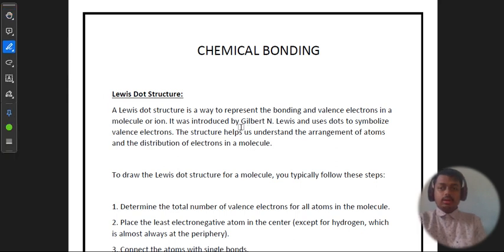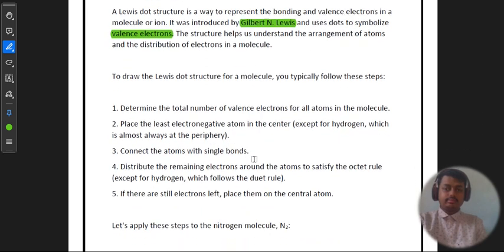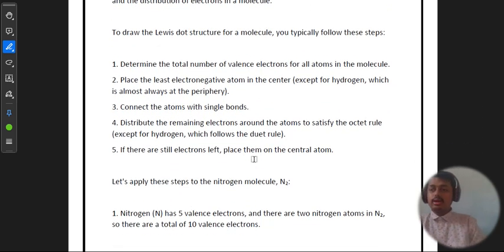It was developed by Gilbert Lewis, and this method uses dots to symbolize the valence electrons. This is a very important point. This structure helps us to understand the arrangement of atoms and distribution of electrons in a molecule. Now you must be wondering, what is the basic principle of a Lewis dot structure? Means, how can we draw a Lewis dot structure? What are the basic fundamental requirements or method that we can apply to draw a Lewis dot structure?